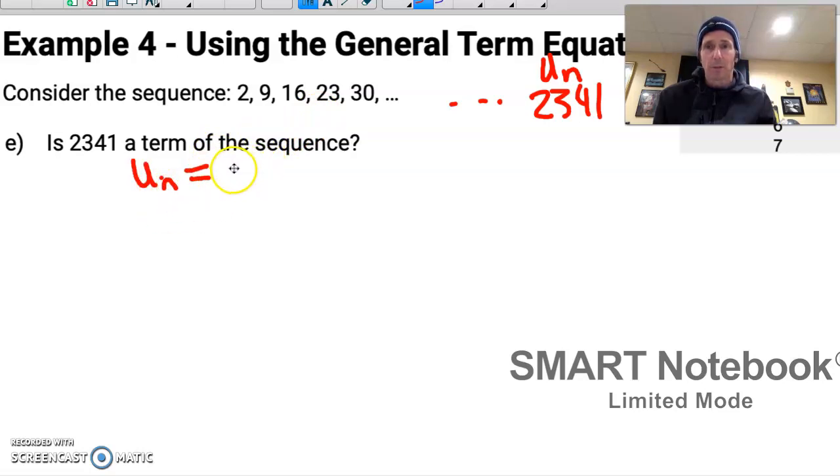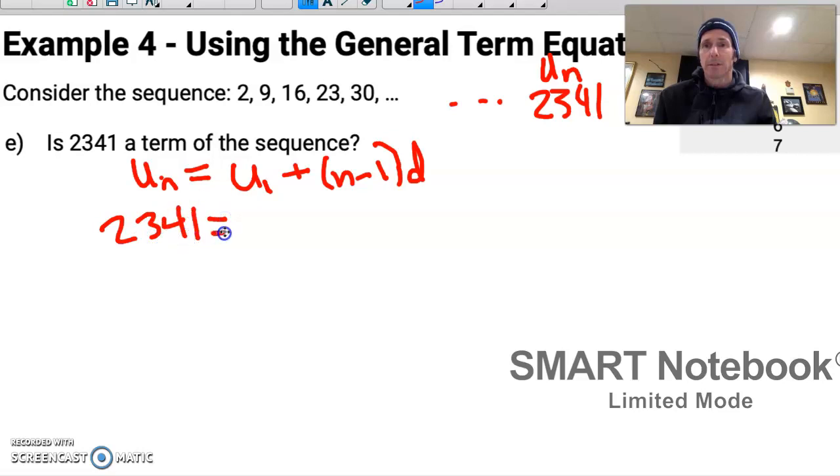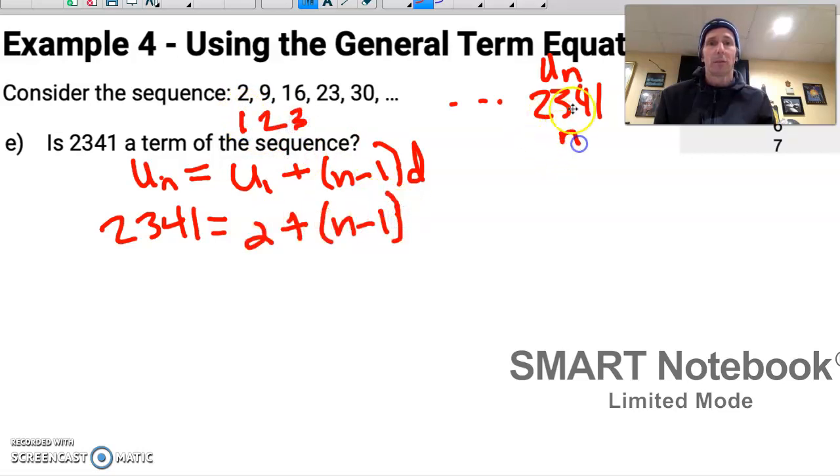The nth term is the first term plus n minus 1 times the common difference. And in this case, I'm trying to figure out if 2, 3, 4, 1 fits in the sequence. So the first term is 2. I do not know if this works or not, so I'm trying to find out what n would work for this. This would be n is 1, n is 2, n is 3, etc.